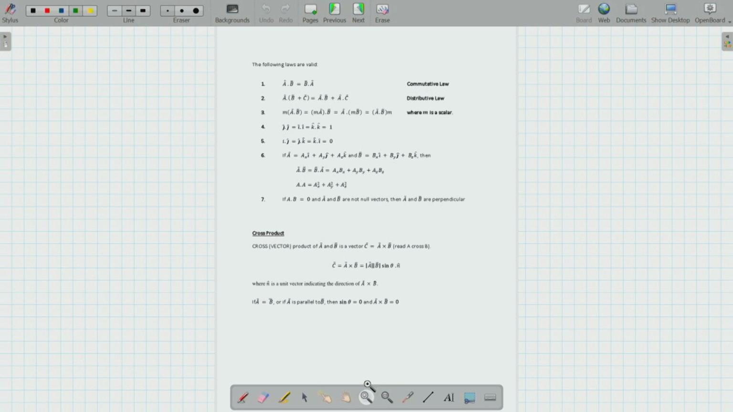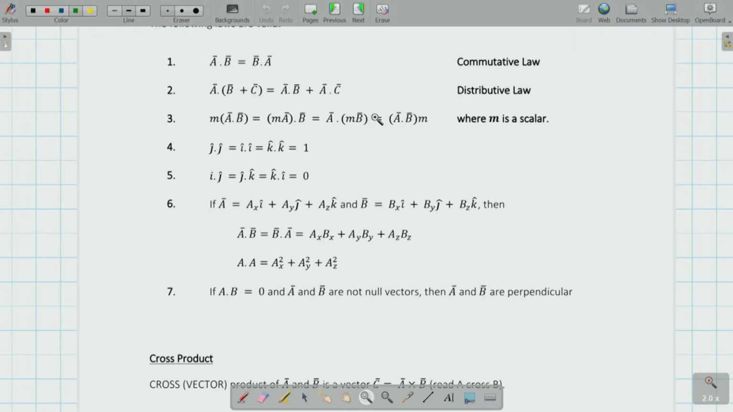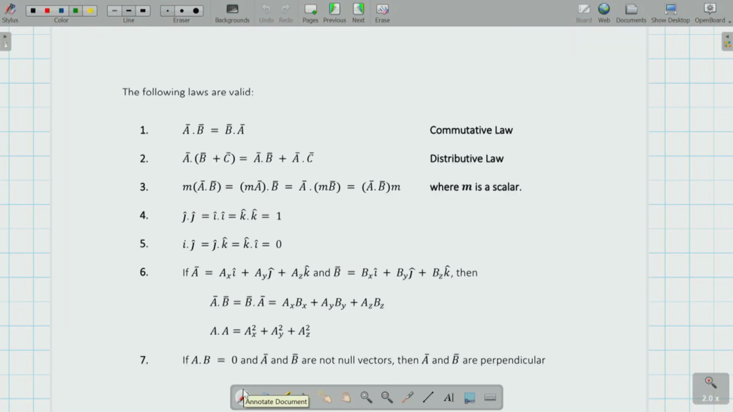Some of the rules which the dot product follows: A dot B is equal to B dot A. The commutative law is valid, and this is going to be a scalar, so it does not matter in which order it is multiplied. The second is A dot (B plus C) is A dot B plus A dot C. The distributive law is also followed. It obeys scalar multiplication.